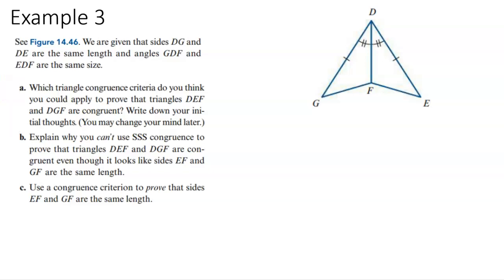So they're talking about triangles DEF and triangle DGF. So when I look at this, I'm actually only given, right, here's a side and here's an angle. So with a side and an angle, I can either use side angle side or angle side angle. So either this angle needs to be the same as this angle, or I need side angle side. This has to be the same. So I think I'm going to use side angle side because these are the same side. So I think I'm going to use side angle side.